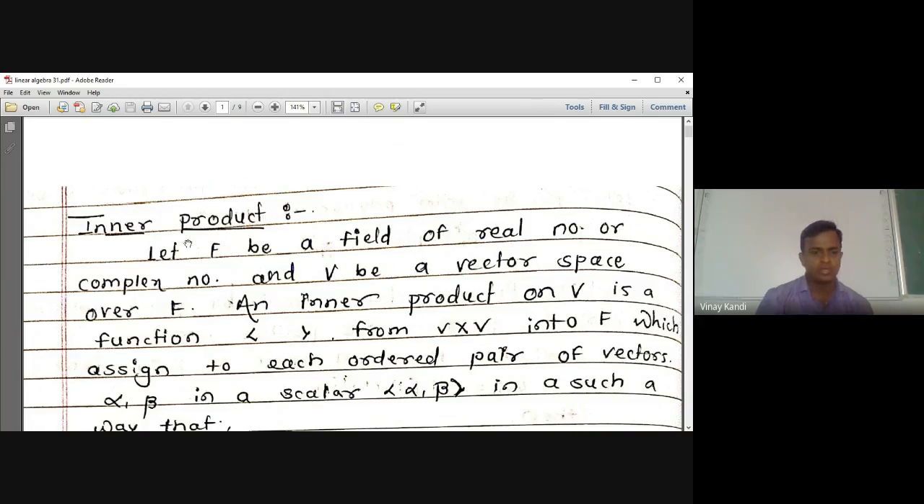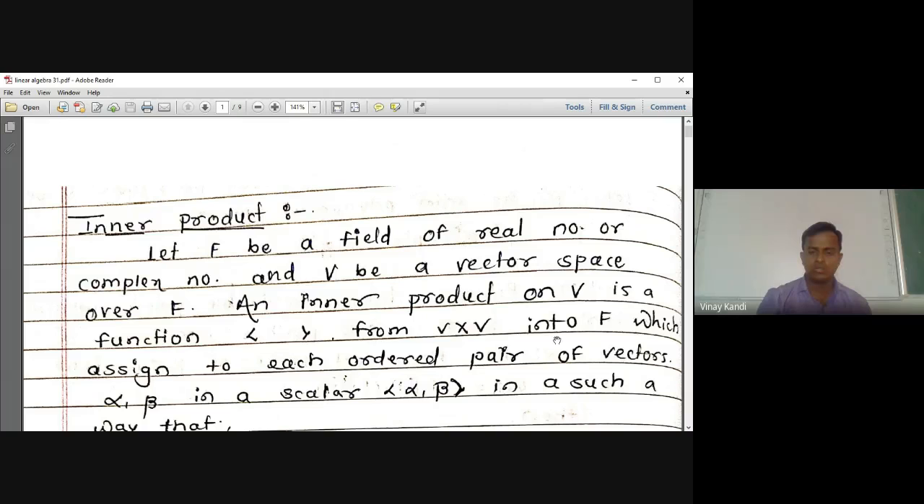Let F be a field of real numbers or complex numbers, and V be a vector space over F. An inner product on V is a function. We denote this function like this. An inner product on V is a function from V cross V into F.